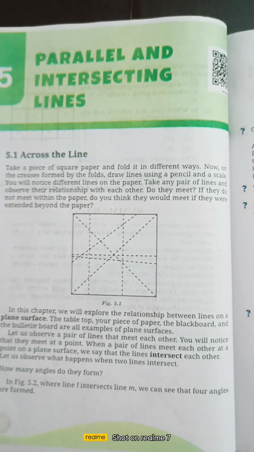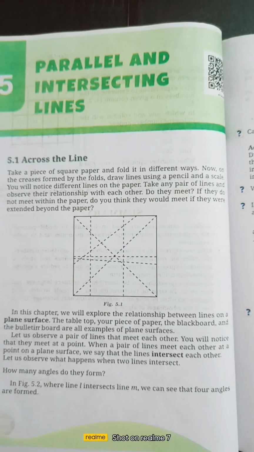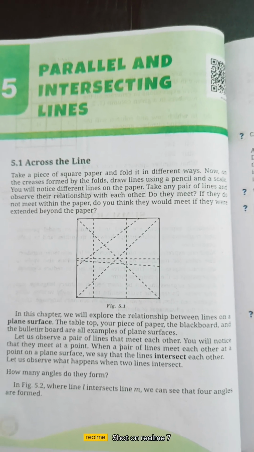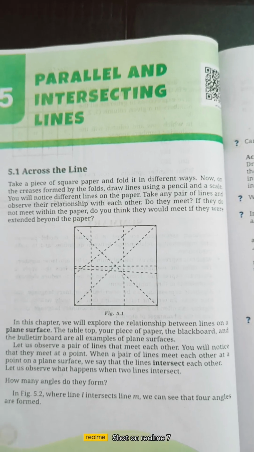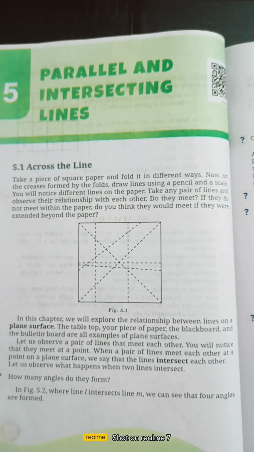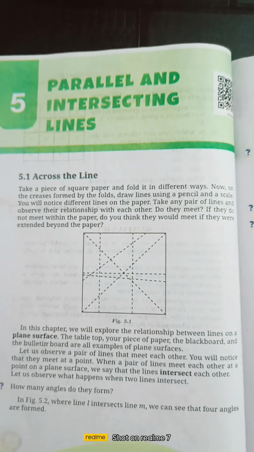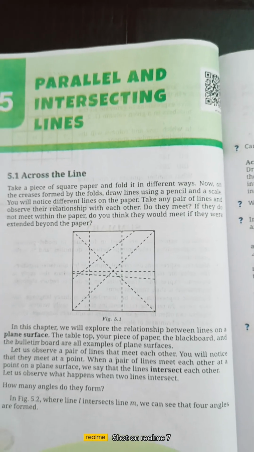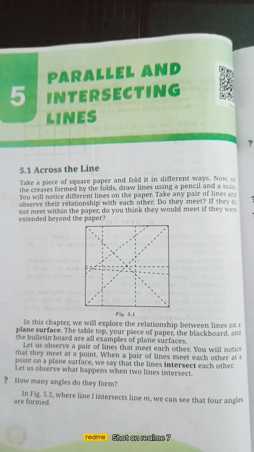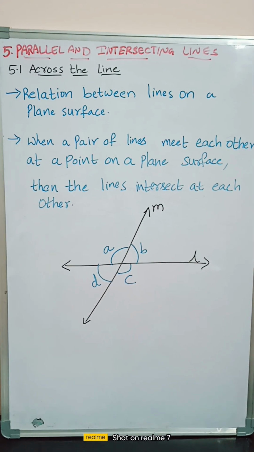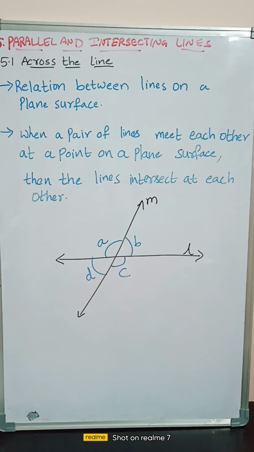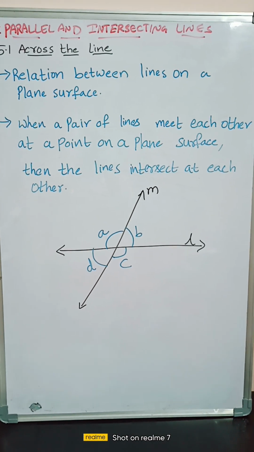If we draw lines using a pencil and scale on a folded paper, so many lines are formed. At some point they will meet and at some point they won't meet. So in this chapter we will see the relationship between lines on a plane surface.